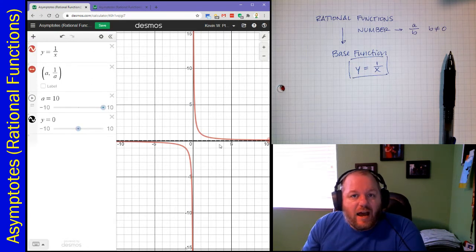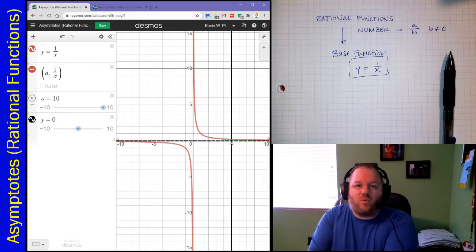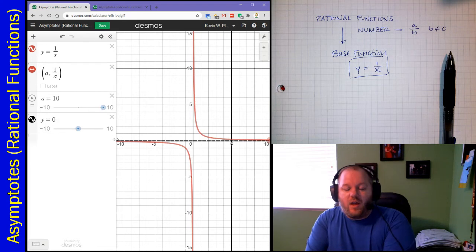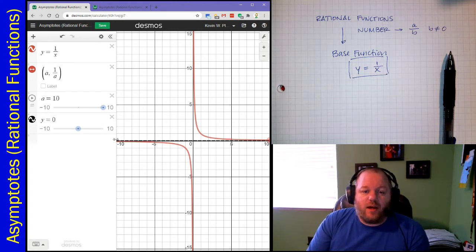We have an asymptote here because no matter how far we go in this direction, no matter how far we go in this direction, it will never be that value. Now it's beyond the scope of this video, but there's another type of value that the function can never be, and that's called a discontinuity. We don't deal with those here, not in this video.